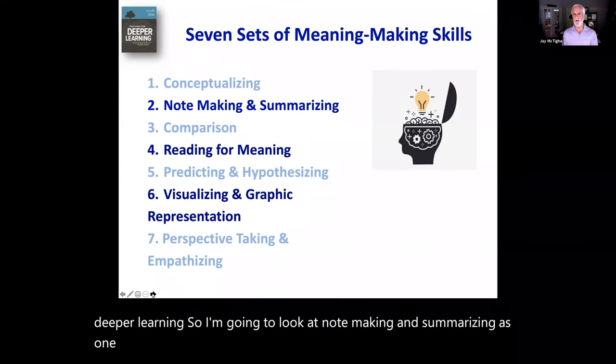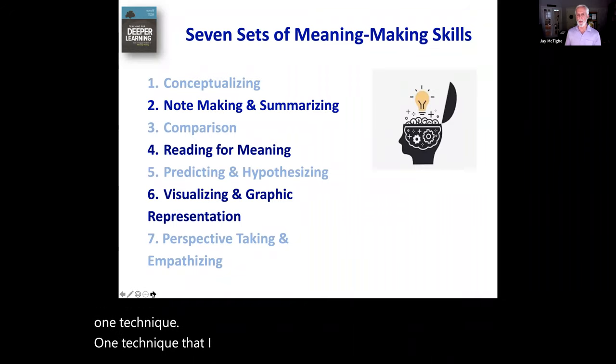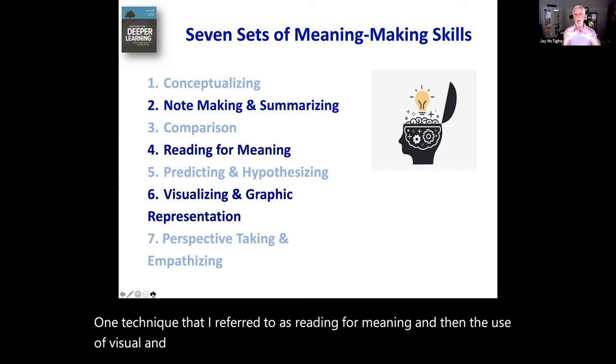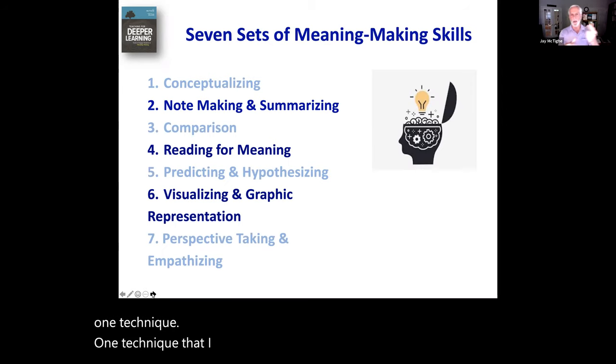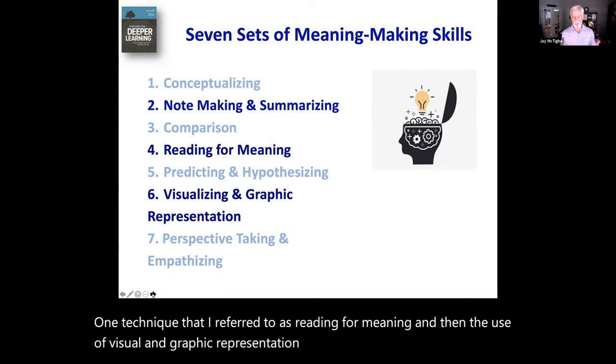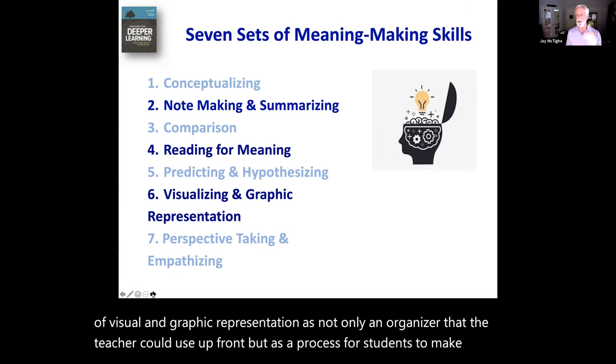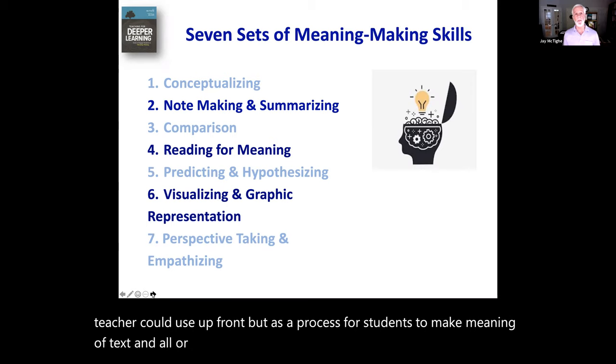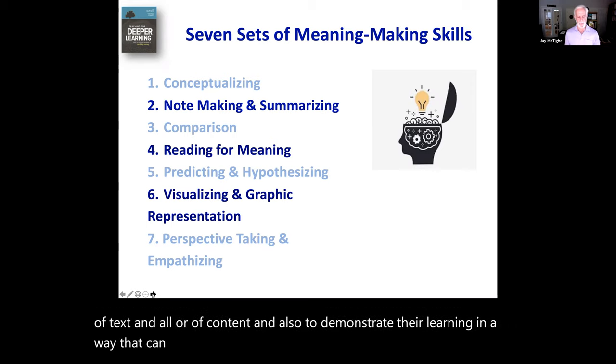One technique that I refer to as reading for meaning, and then the use of visual and graphic representation as not only an organizer that the teacher could use up front, but as a process for students to make meaning of content, and also to demonstrate their learning in a way that can be assessed.